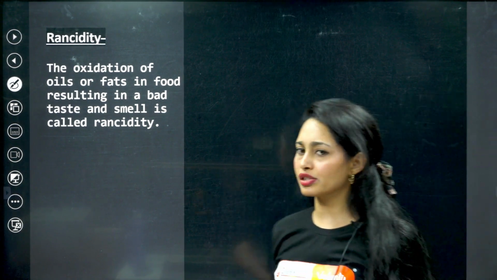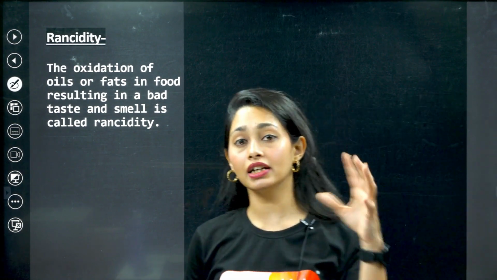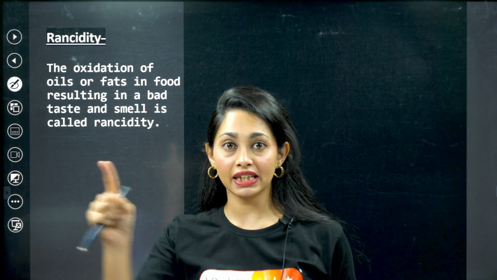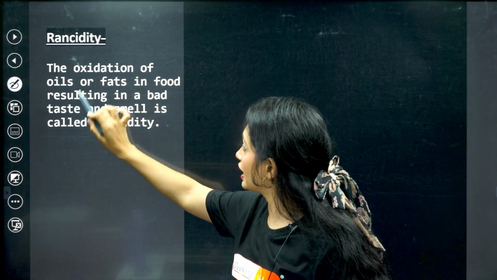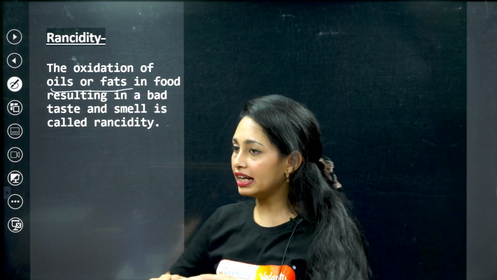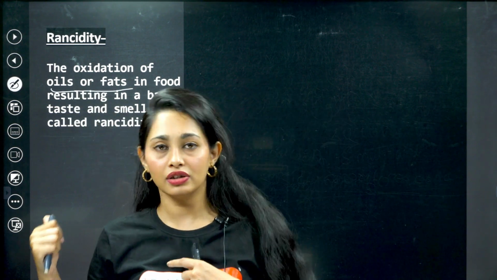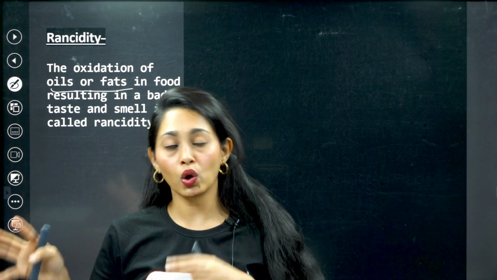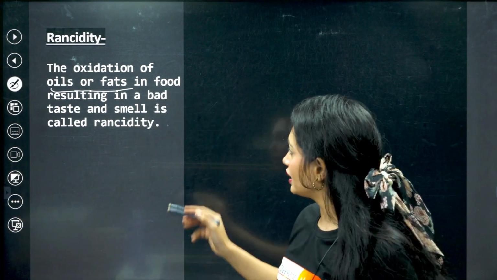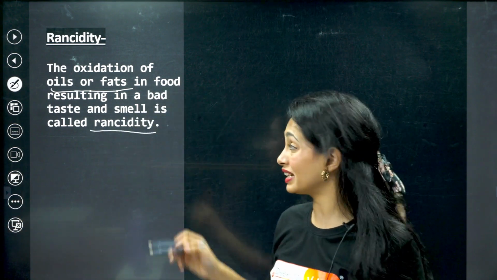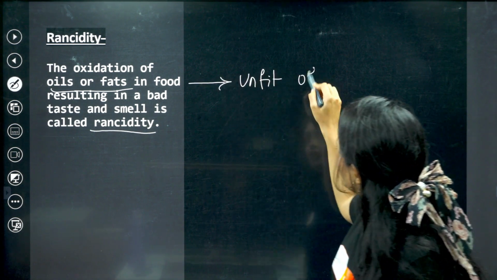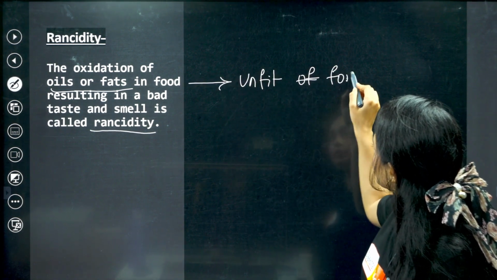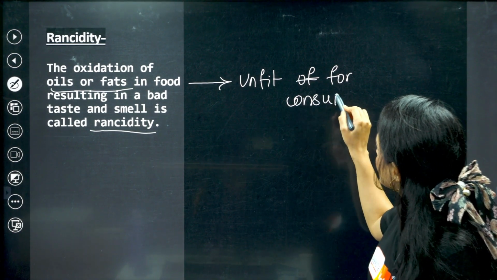Moving on now, rancidity. Rancidity is also a natural phenomenon, just like corrosion. Corrosion happens in the case of metals. Rancidity happens in the case of foods containing oils and fats. When they are exposed to the air, they undergo an oxidation reaction. So they become rancid, and these food items are unfit for consumption. How can we avoid rancidity then?